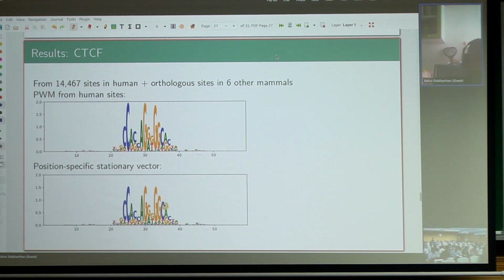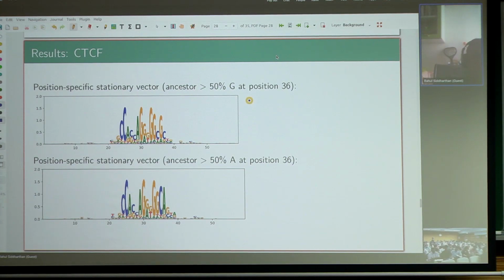So supposing your ancestral nucleotide was an A, or if the ancestral nucleotide was a G, you see a difference in the motif. So this is a position-specific stationary vector where 50% of the ancestors had a G at this position. In fact, the stationary vector gives you much greater weight of a G here. This is a stationary vector where 50% had an A. And you do see some interesting effects. If the ancestor had an A, then you're much more strongly selecting for a C at the previous position, and you're slightly preferring a G at the next position. In this case, there isn't very much else you can say in terms of differences. Maybe you could say that this G is slightly less required and so on. You'll see there are quite a few other things to say about CTCF that hopefully we will explore in future.